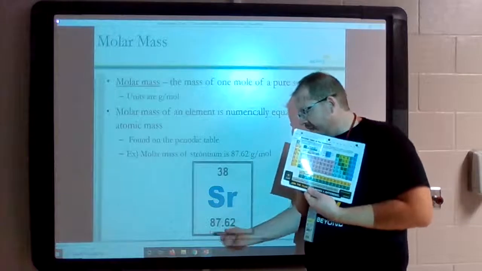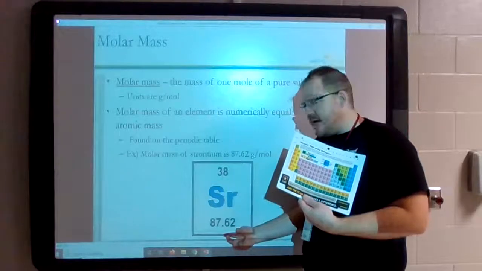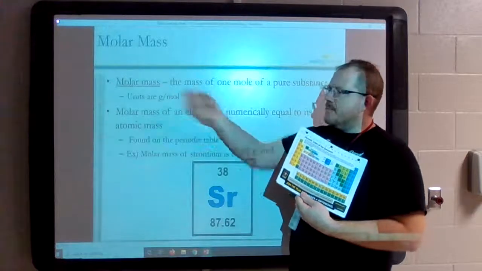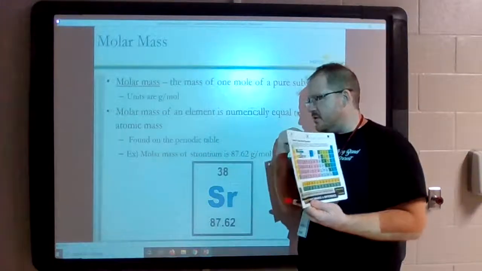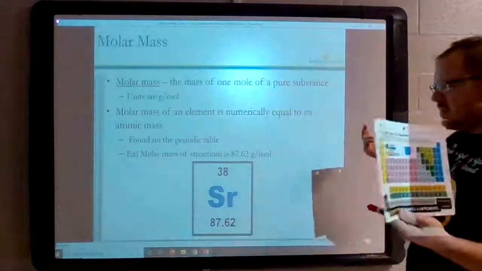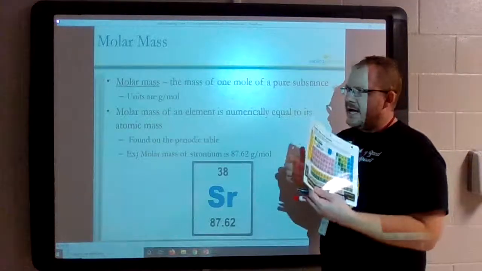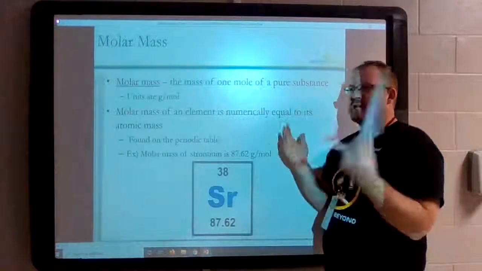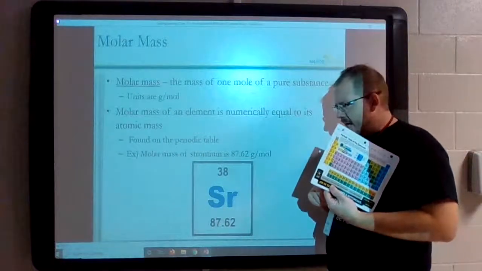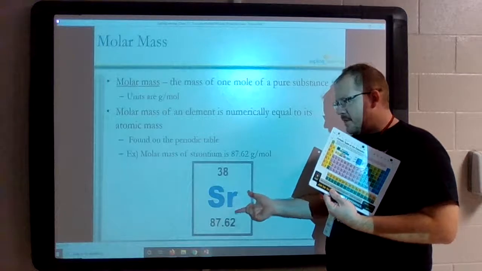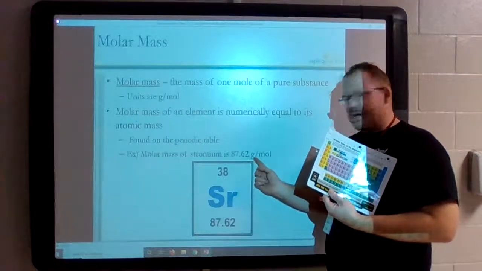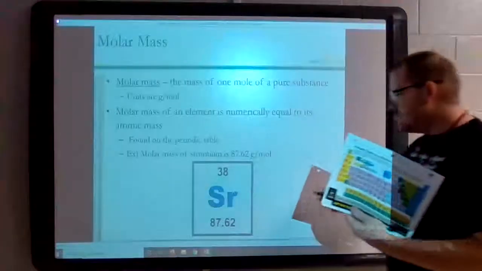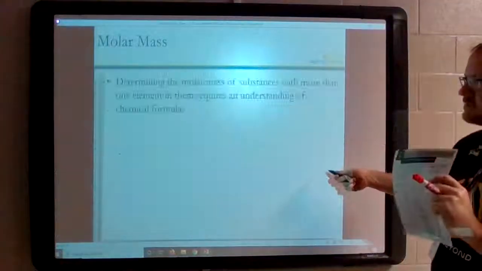It weighs 87.62 atomic mass units for 1 atom of strontium. But what if I have a mole of strontium? What if I have 6.022 times 10 to the 23rd atoms, which is, if you remember over there on the board, 602 sextillion atoms. If I have that many atoms of strontium, it's going to weigh the same number. It's just going to be in grams instead of atomic mass units. So 87.62 grams of strontium for 1 mole.